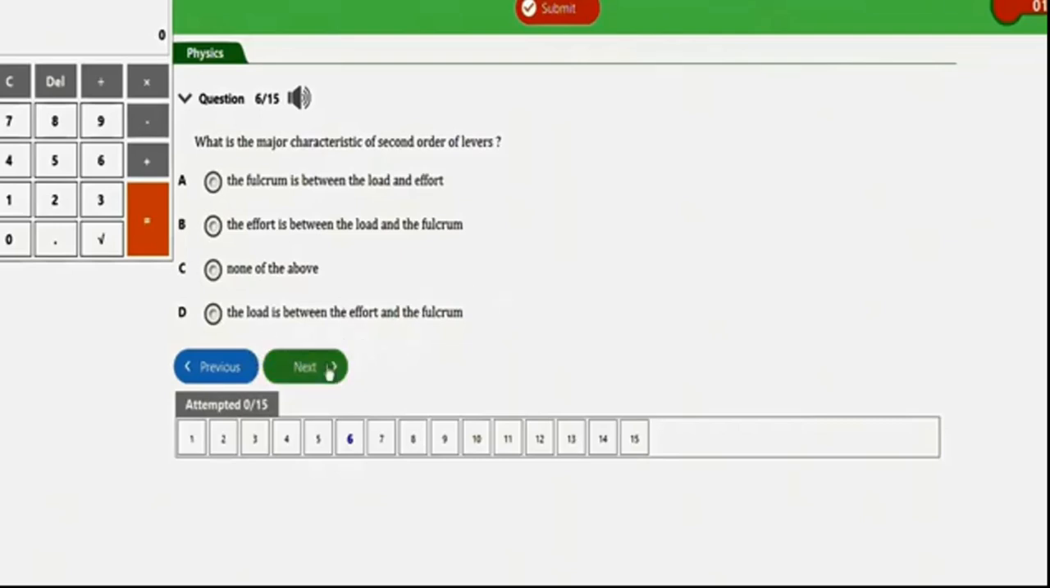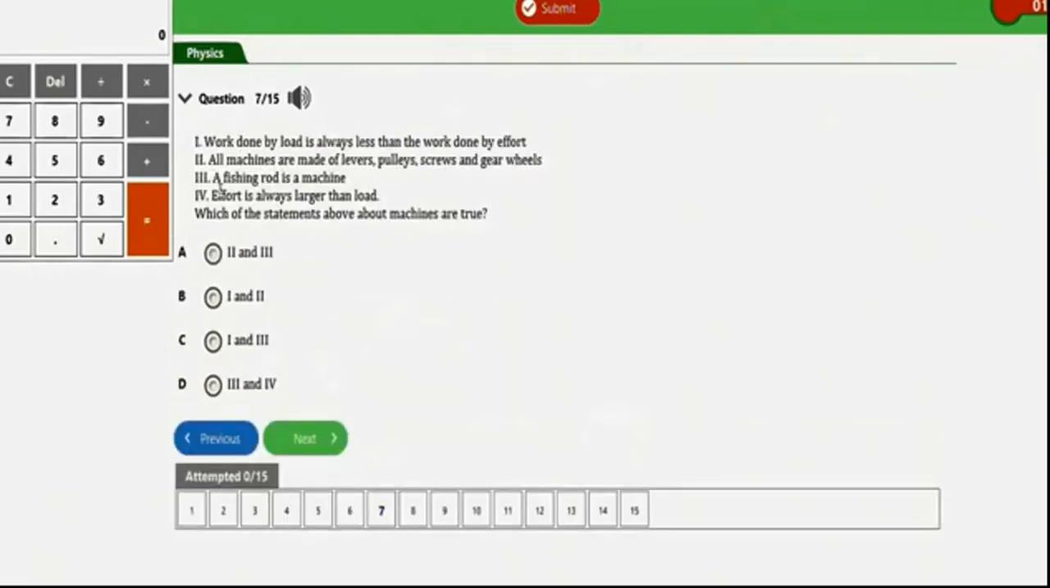The next repeated question says, which of the statements above about machines are true? I: Work done by load is always less than the work done by the effort. This is correct. II: All machines are made up of levers, pulleys, screws, and gear wheels. No. III: A fishing rod is a machine. That's correct. IV: Effort is always larger than the load. This is not correct. So the right option here, we have I is correct, III is also correct. So the right option is option C, which is I and III. That's it for this question.